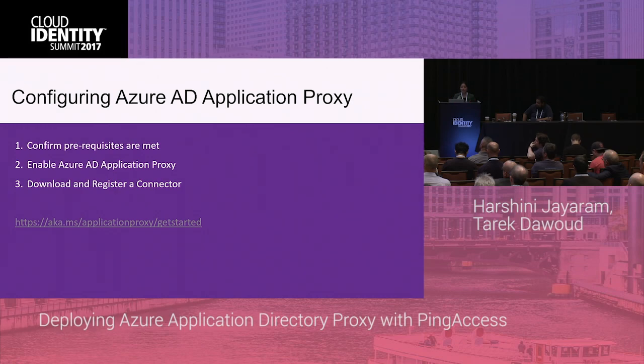For that, there are kind of 3 core steps here. There are a few prerequisites that you need to make sure that you've met before going down this deployment. Then we'll actually enable the feature within your Azure Active Directory tenant. And finally, we'll need to get a connector. This is the piece that in the infrastructure diagram, if you remember, is creating the tunnel between your on-premises network and the application proxy service.